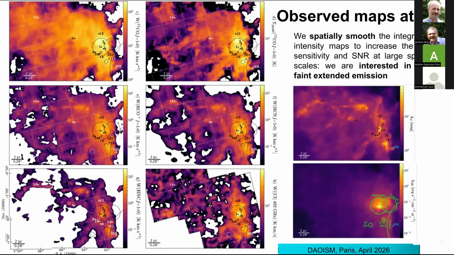So what we did was to spatially smooth the maps. They originally are at 30 arcseconds, but we spatially smoothed them to 120 arcseconds. That is still sub-parsec scales, around 0.2 parsecs for the beam. And what we did is this way we increase the sensitivity and the signal to noise. So we recover the very faint and previously not detected component here.